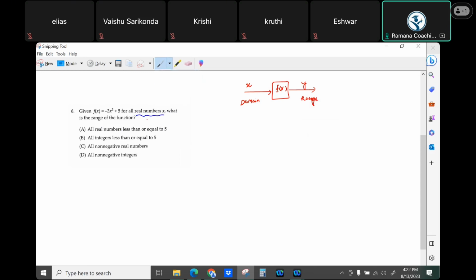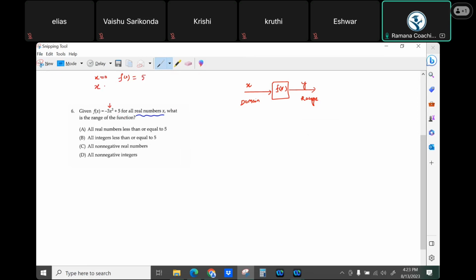How do you figure out range? You need to start substituting x values, starting from 0, positive 1, negative 1, negative 2, positive 2, and see if you develop a pattern. Once you see a pattern, you can declare the answer. So let's say if I substitute x equals 0, what is my range? What is your f of 0? You substitute x equals 0, what do you get? Negative 3 times 0 is 0. 0 plus 5 is 5.